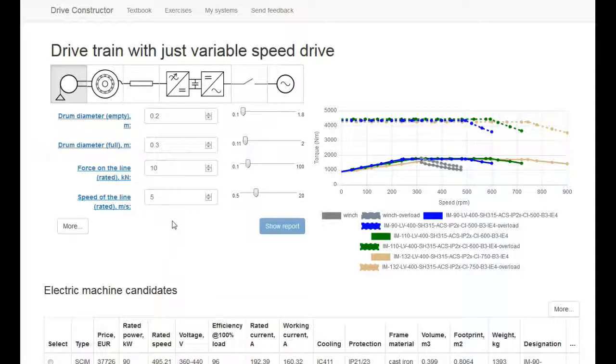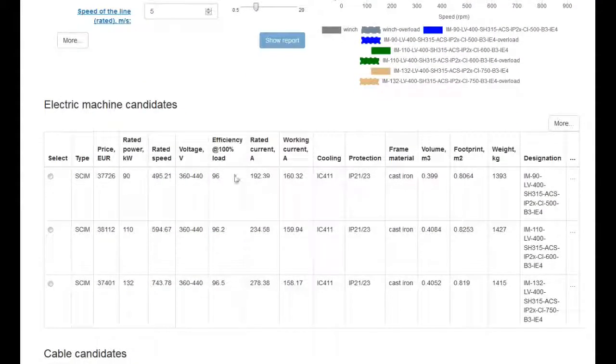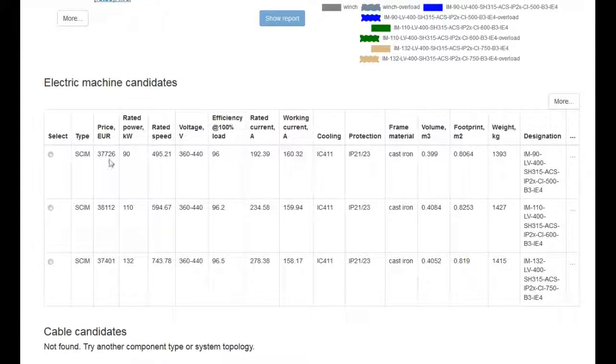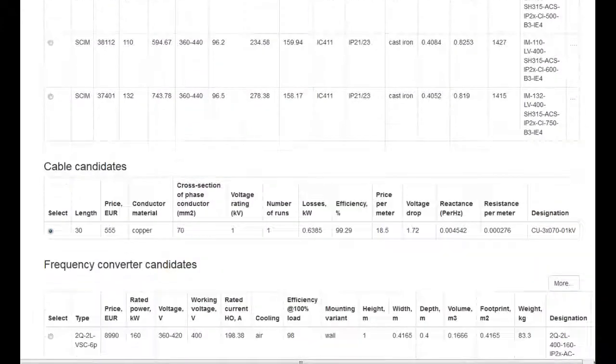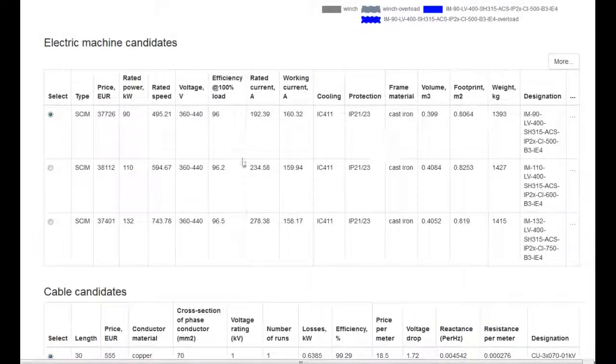So we enter the parameters for the winder drum diameters as well as the force on the drums and speed of the paper or fabric, whatever we are winding. So here we see we have three variants with the motors. By default they are induction motors, and we should take also into account the rated current and the working current of these motors, because it will affect the frequency converter choice. So we choose the cheaper frequency converter, wall-mounted variant.